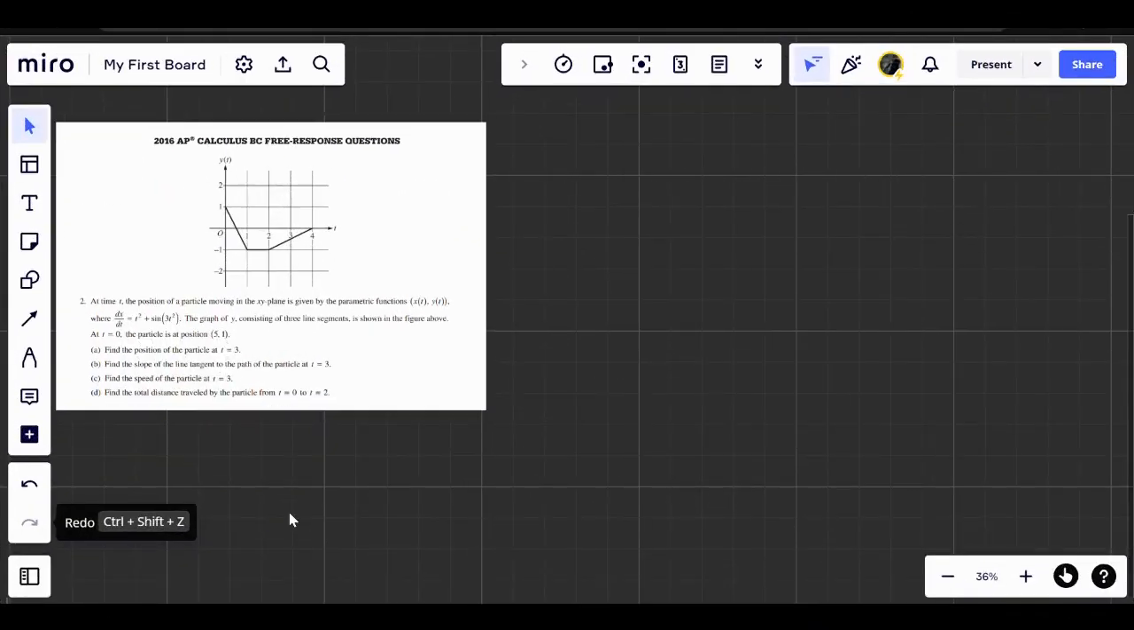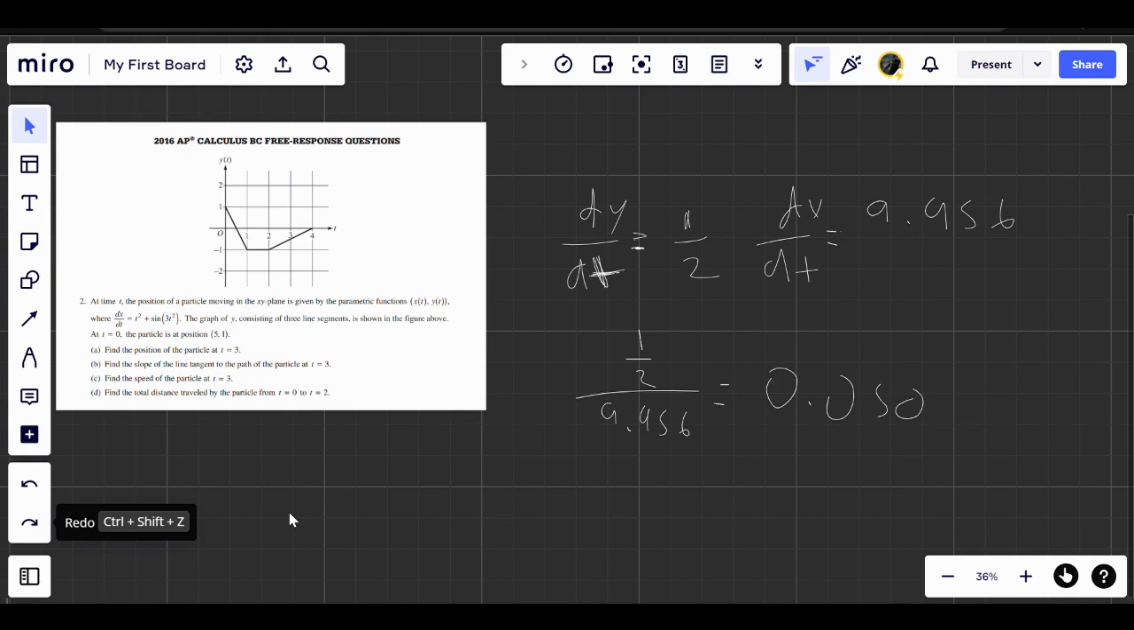Now for the second part of the problem, we can remember that the slope is dy dx. So for dy dt, we can use the graph, and at t equals 3, we find that it is 1/2. For dx dt, we can plug 3 for t into the equation that we're given, and we would get 9.956. And then we can plug our values into the original formula we're given for dy dx. And we would do 1/2 divided by 9.956, and that would get us 0.050 as our slope.